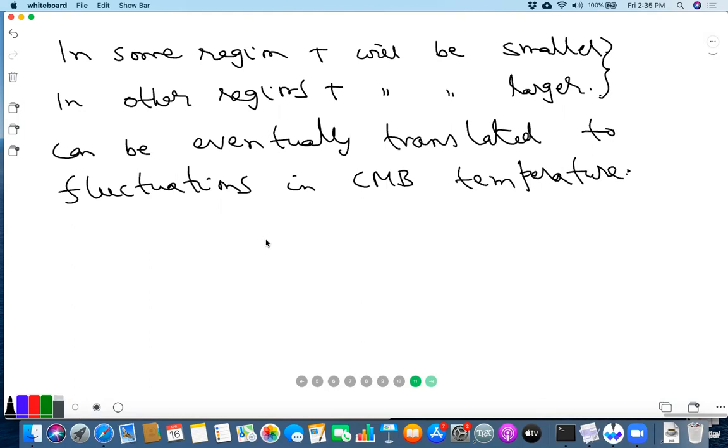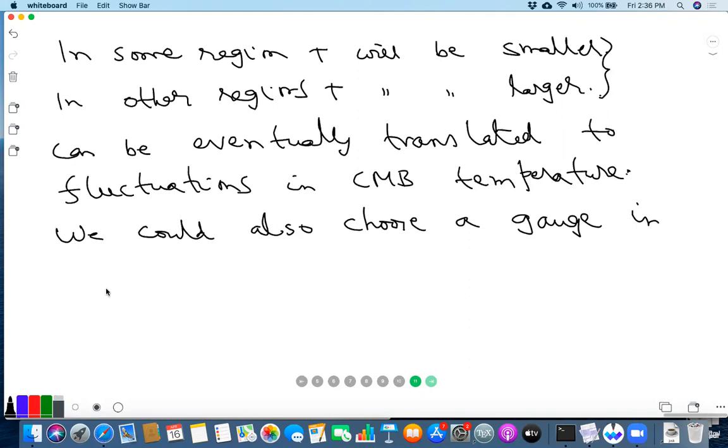Is this point clear? Well, this is one way of saying why fluctuations in R will eventually translate to some effect on CMB. But you could also take another gauge. So we could also choose a gauge, phi tilde is 0. So if phi tilde is 0, this means what?